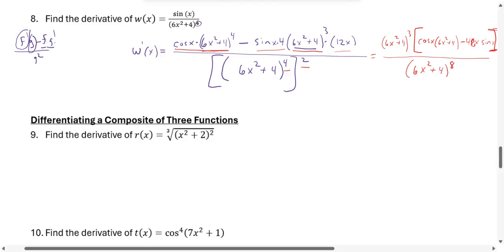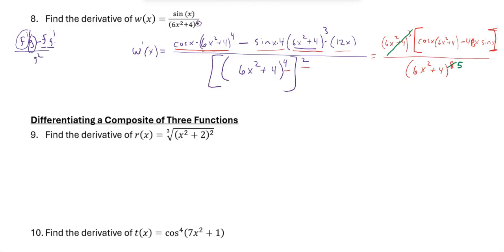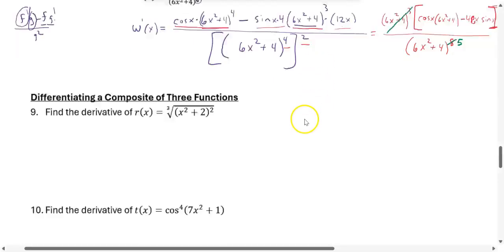Now what you can do to simplify this further is notice that these 3 here would simplify with 3 of these and be left with 5. And that would be a cleaned up version. Still quite a bit of a mess, but that would be probably a better simplified version of that.